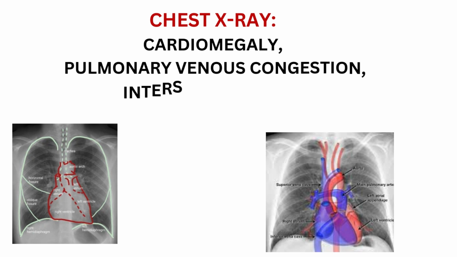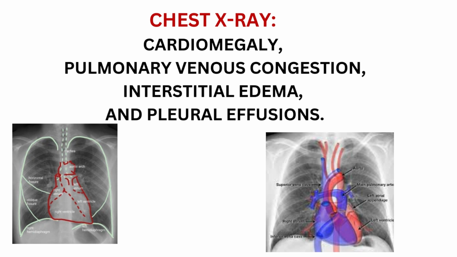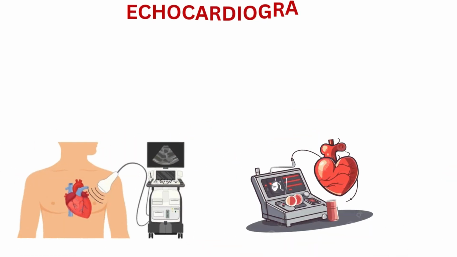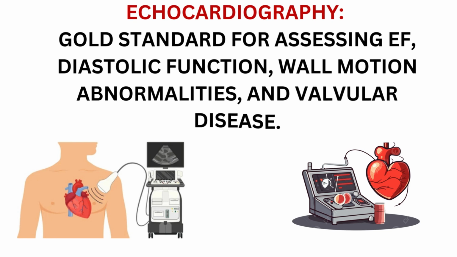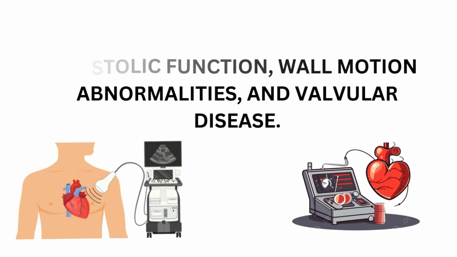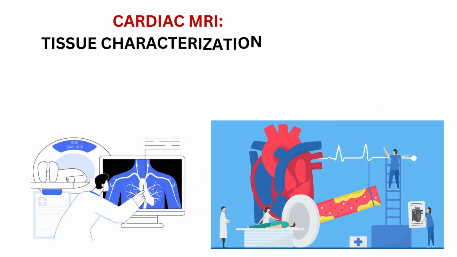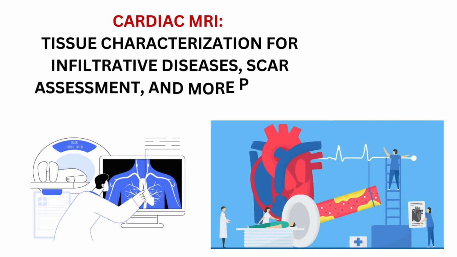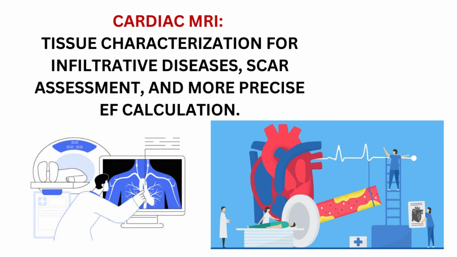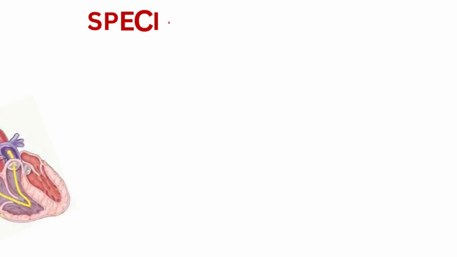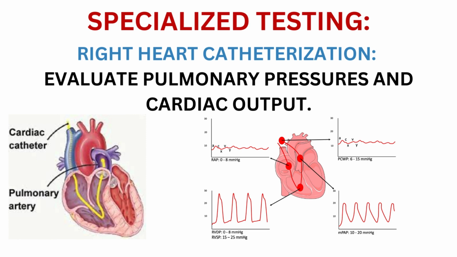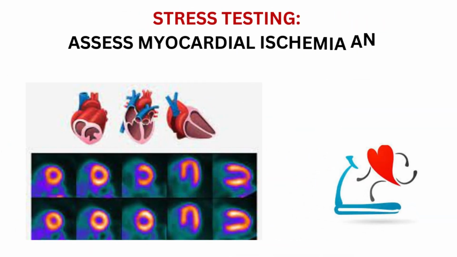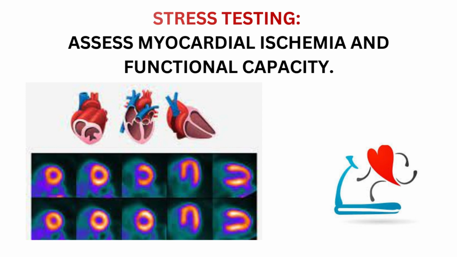2. Imaging studies. Chest X-ray: cardiomegaly, pulmonary venous congestion, interstitial edema, and pleural effusions. Echocardiography, the gold standard for assessing ejection fraction, diastolic function, wall motion abnormalities, and valvular disease. Cardiac MRI: tissue characterization for infiltrative diseases, scar assessment, and more precise ejection fraction calculation. 3. Specialized testing. Right heart catheterization evaluates pulmonary pressures and cardiac output. Stress testing assesses myocardial ischemia and functional capacity.